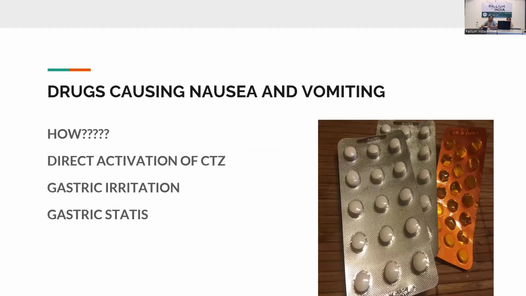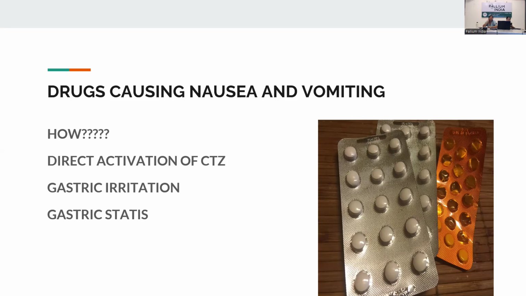And the very common drug causing nausea and vomiting in our palliative care, I've already told. Can someone unmute and answer? Morphine. Yeah, morphine, very good. So, how it acts: morphine has direct activation on the CTZ. That we already told, right? Morphine acts on the mu receptors on the CTZ cell.